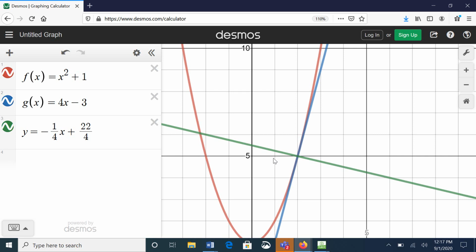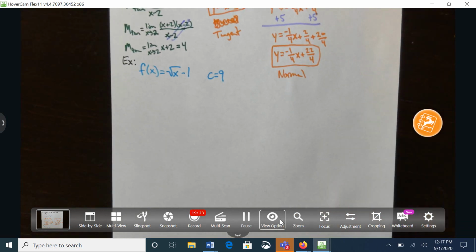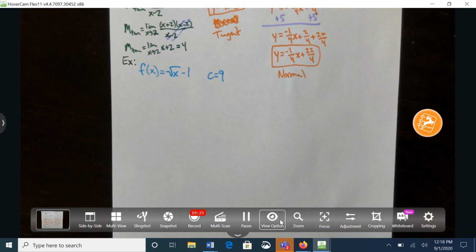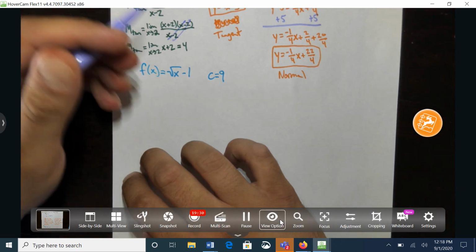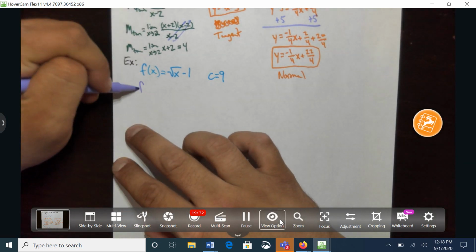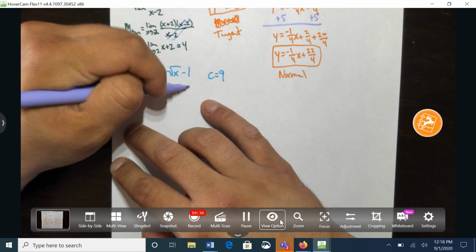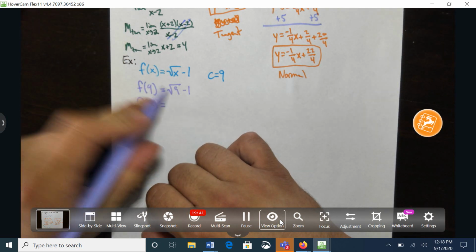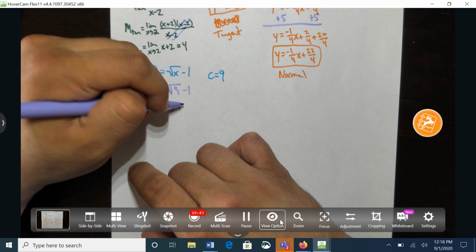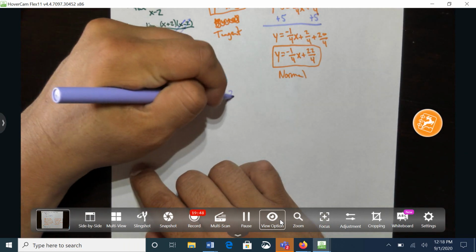So let's do one more of these together. Now we have the square root of x minus 1. So again, let's first start off by finding our f of c. So f of c, c is 9, so f of 9 is equal to the square root of 9 minus 1. So f of 9 is equal to, that's 3. So 3 minus 1 is equal to 2. So our point is at 9, 2.